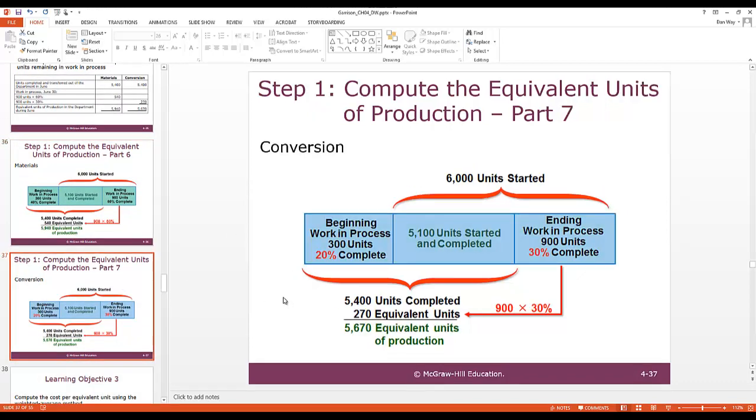So with respect to conversion, that was a little bit different. Again, those beginning work in process units were a different percent complete, but for purposes of equivalent unit calculation, we don't care about that. What we are concerned with are the units that were completed and transferred out. That's always our starting point. Again, 5,400 in this case. And then our ending work in process of 900 physical units that were 30% complete with respect to conversion costs. So those are counted at 270 equivalent units. And when we add those together, there's our 5,670 equivalent units of production with respect to conversion.